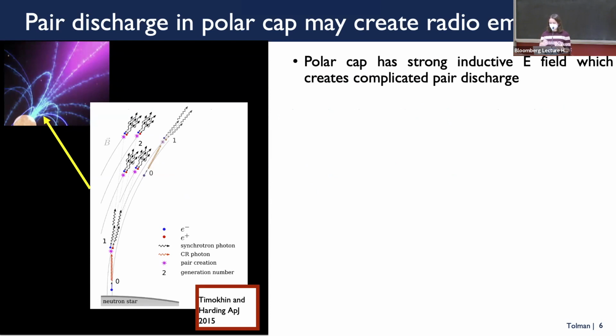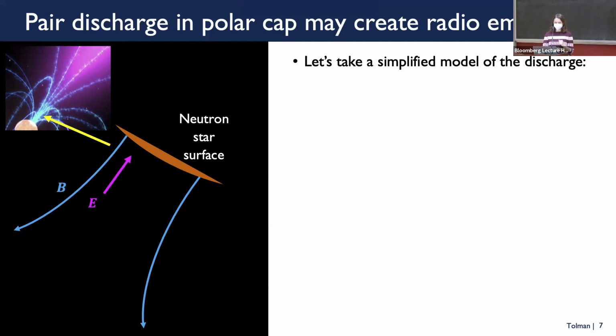And this inductive electric field basically creates this pair discharge, which fills the magnetosphere with plasma. The nature of this discharge is quite complicated. You can see a diagram from a paper looking at the discharge in detail, from 2015, on the left of the slide. So there's really a lot of different physics going on there. But for purposes of the talk today, we can take a simplified model of the discharge, right?